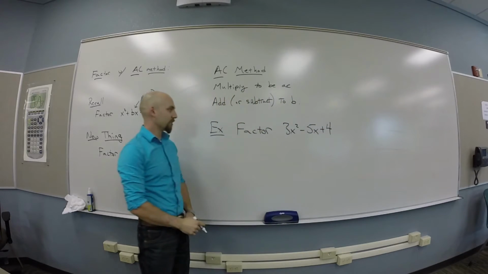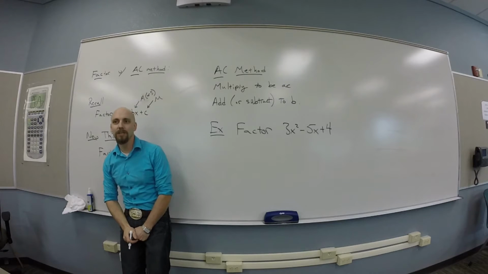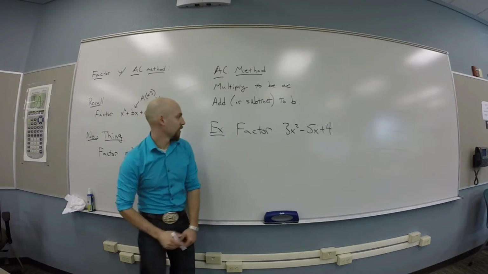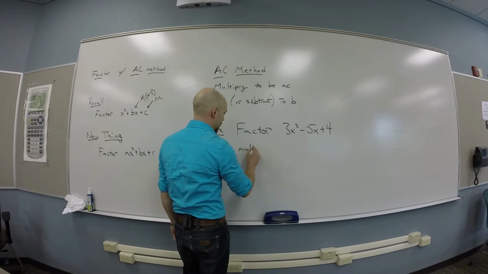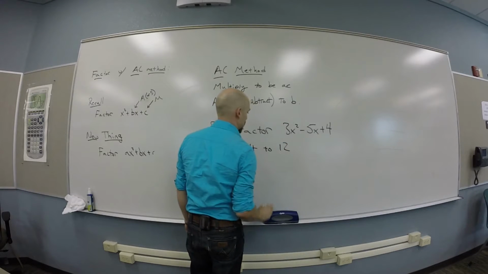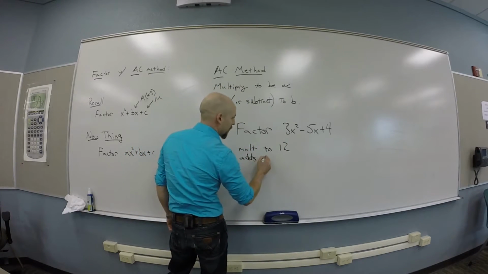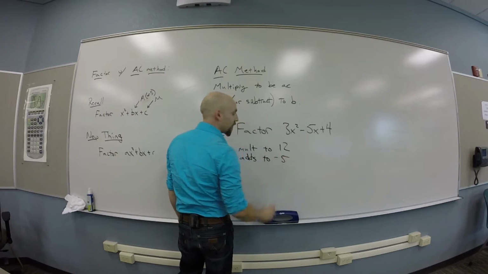All right, so let's try this one. What are we looking for? It multiplies out to 12. Okay, we're looking for numbers that multiply to 12 and add to negative 5, right?